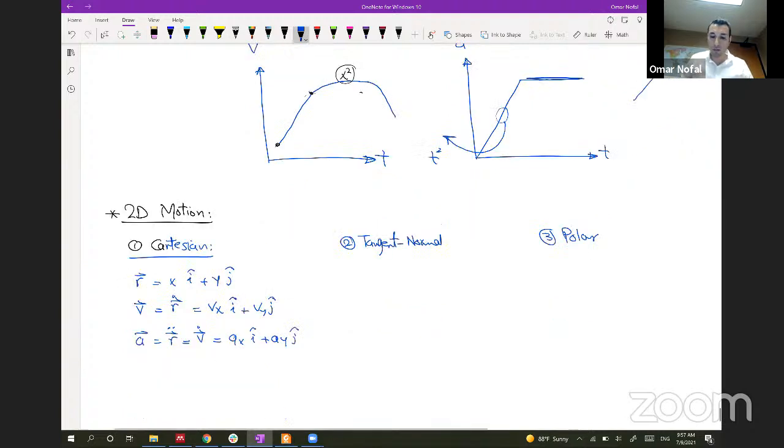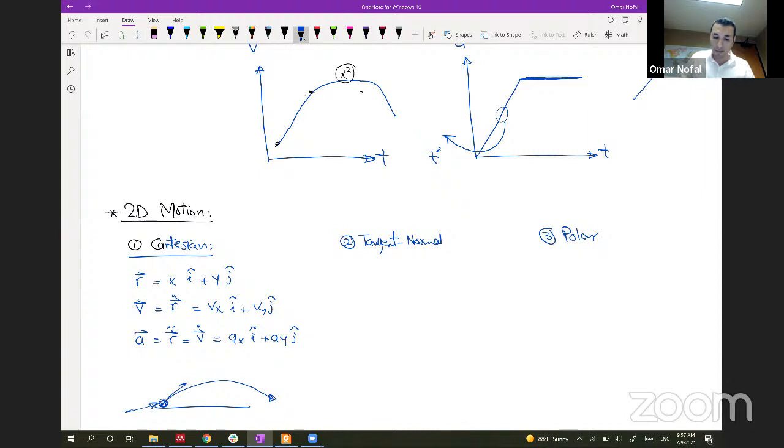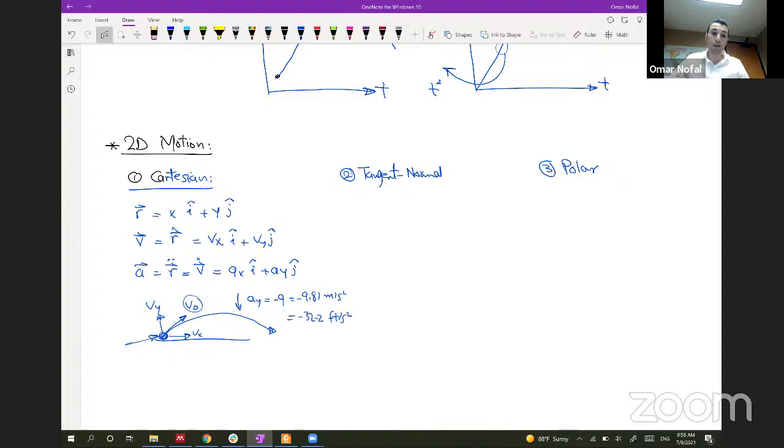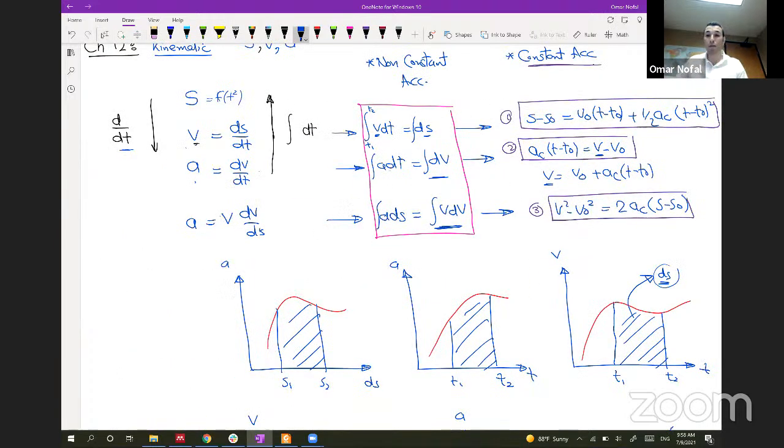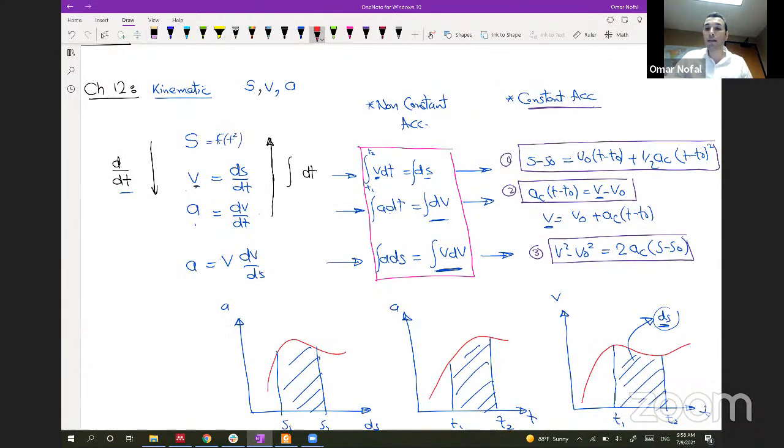Most of the applications of the Cartesian coordinate system are projectiles, like you have a soccer ball here and you are kicking this ball and it will make something like this. Sometimes you will be given the V naught, so you will have to find the Vx and Vy. You can apply this Cartesian coordinate system, knowing that most projectile problems have constant acceleration and only have Ay equal to negative g, which is negative 9.81 meters per second square, or negative 32.2 feet per second square. Basically you will use all these equations, but one in the x direction and another in the y direction, using the concept of constant acceleration.